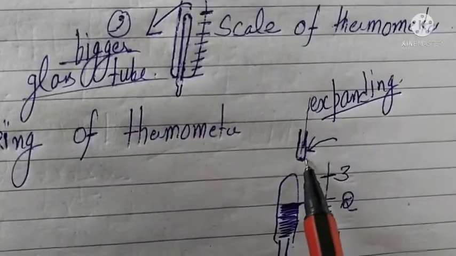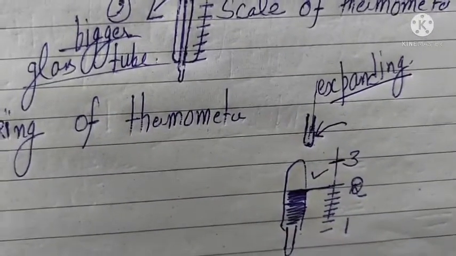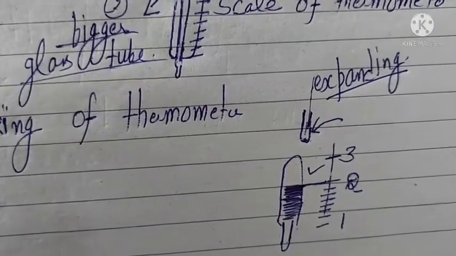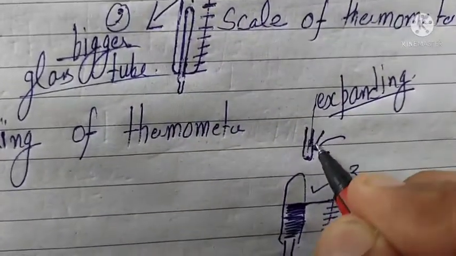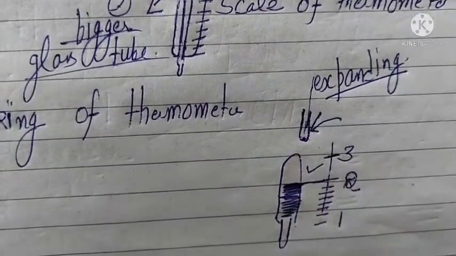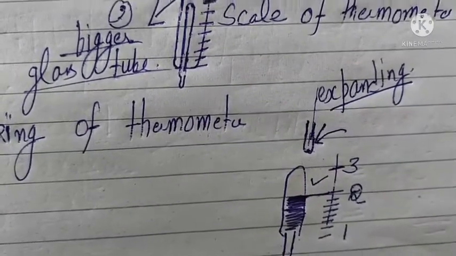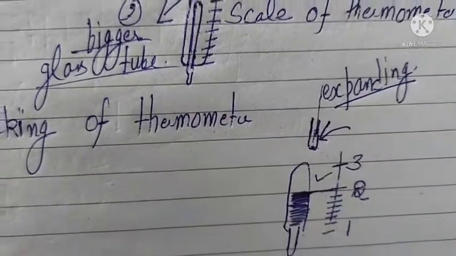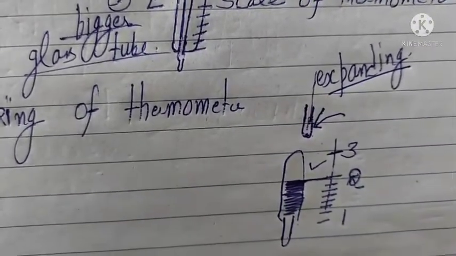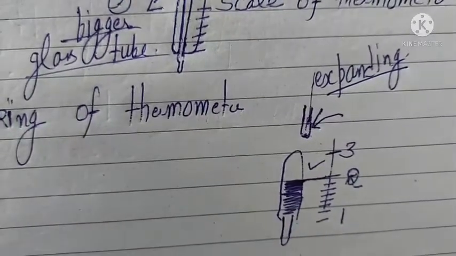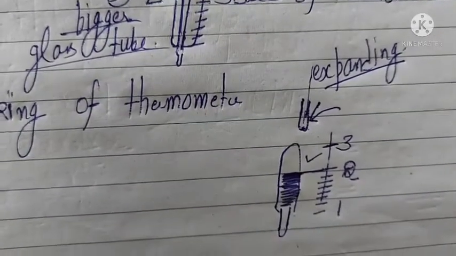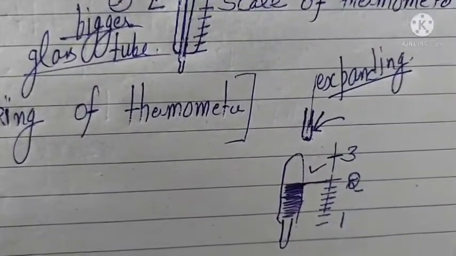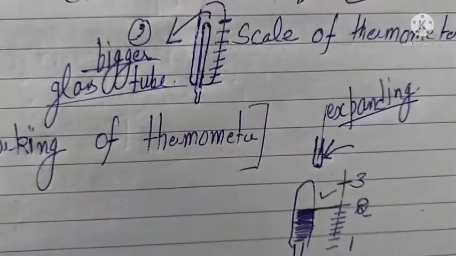The bulb is placed in the object, or the bulb is made to have contact with the object whose temperature is to be measured. The mercury in the bulb will start rising, then we will see the scale, and by seeing the scale we will calculate the level of mercury. In this way we are going to get the reading of a temperature with the help of a thermometer.